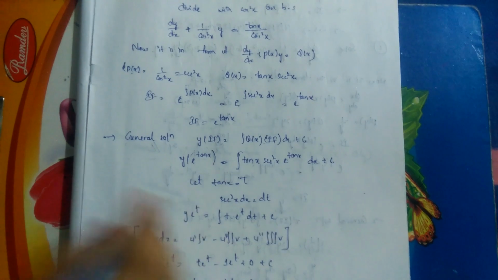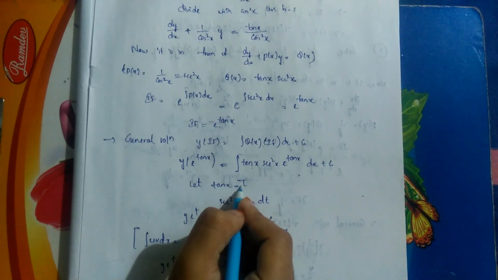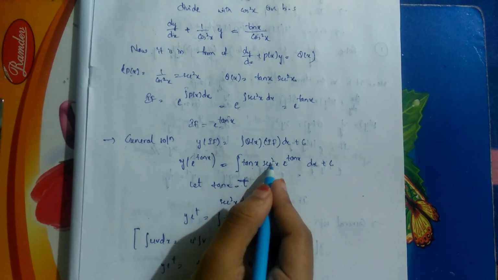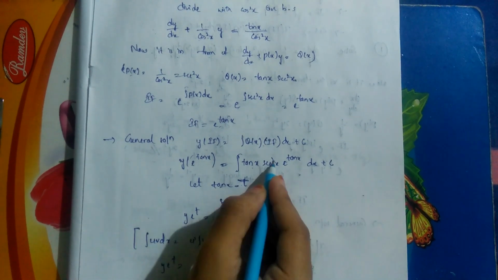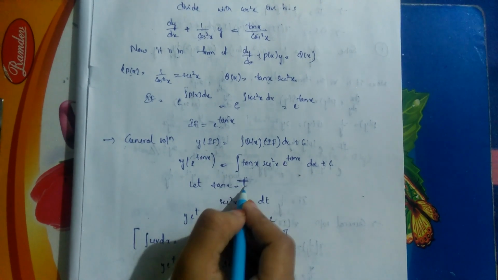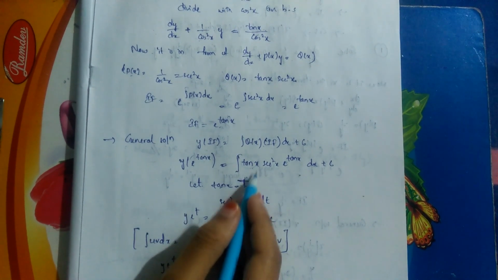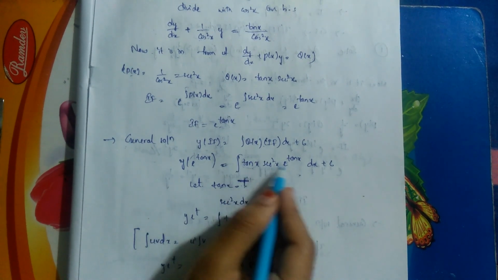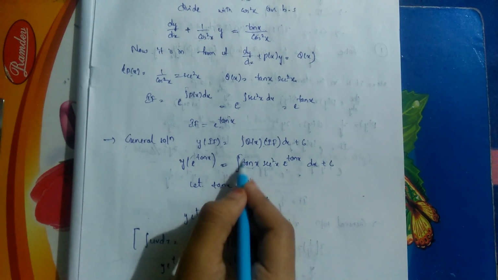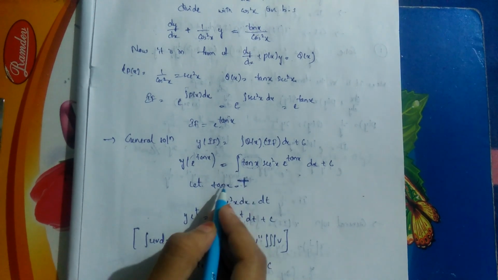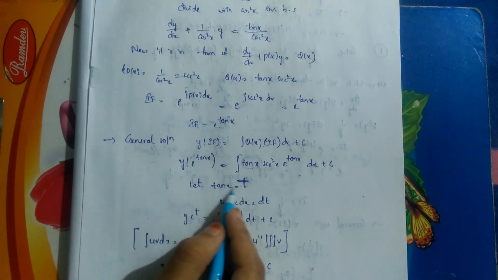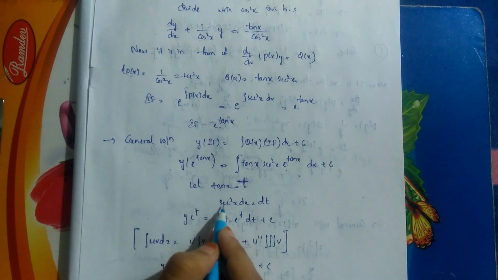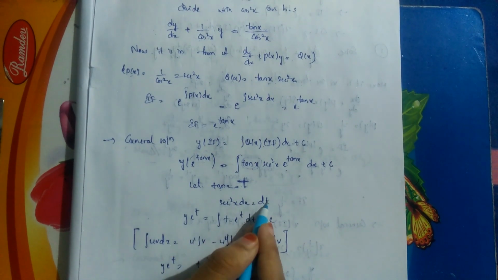So now we are assuming tan x as t. When we assume tan x as t, the differentiation of tan x will be secant square x. So when we are assuming any function as a variable, the differentiation will be in terms of the same function. So by that we have to assume the variable: tan x is equal to t. When we differentiate tan x, we get secant square x, so secant square x into dx is equal to dt.